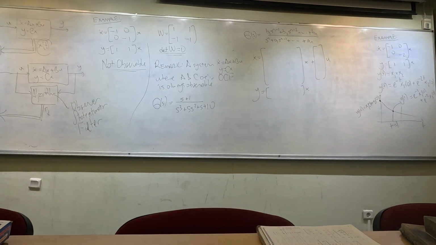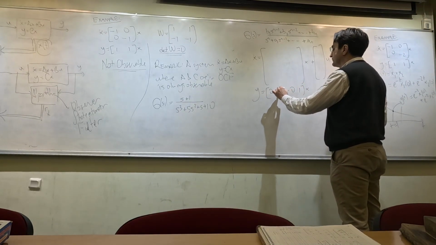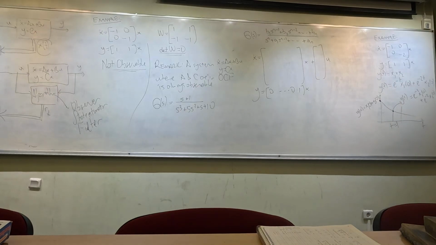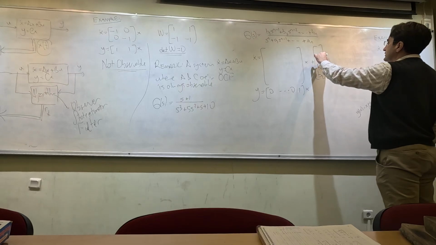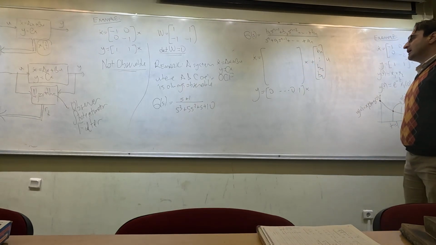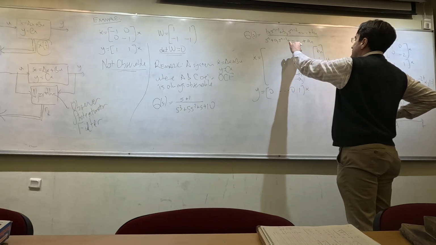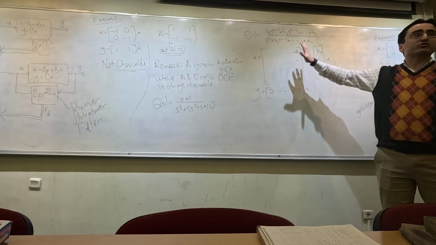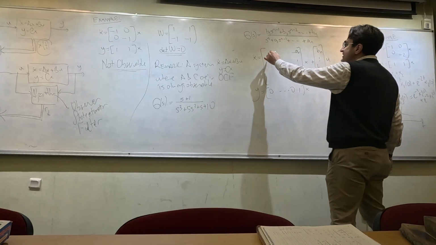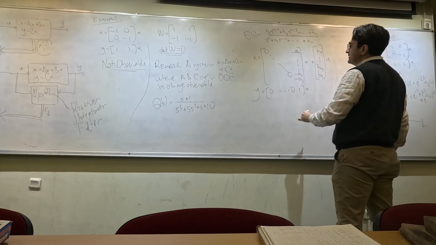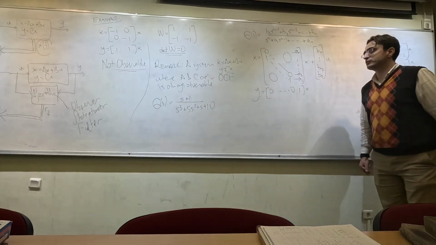When we look at an observable canonical form state space representation, C is always filled with zeros except for its last element, which is 1. And B is filled from the numerator coefficients in reverse order, bn like this. And A's last column is minus a1, minus a2, going until minus an. Remember, this is the transpose of the controllable canonical form A matrix. The main diagonal is 0 except for the last element, the sub-diagonal is composed of 1s, and I will have zeros everywhere else.